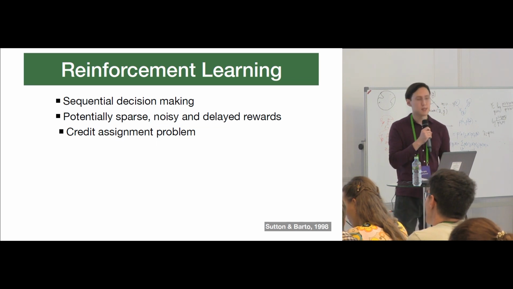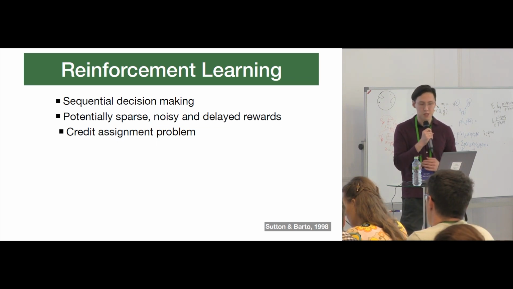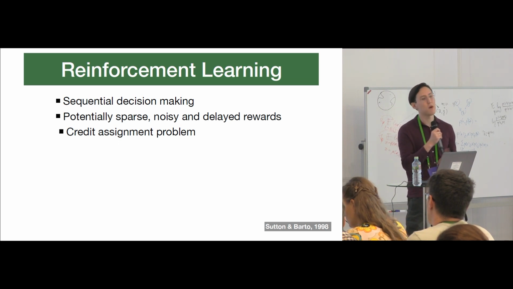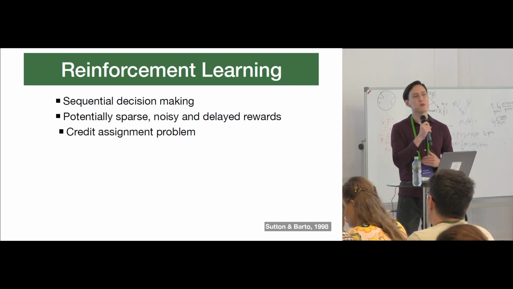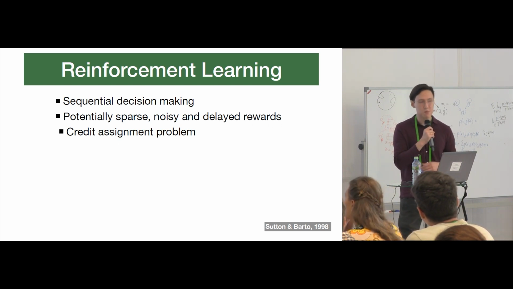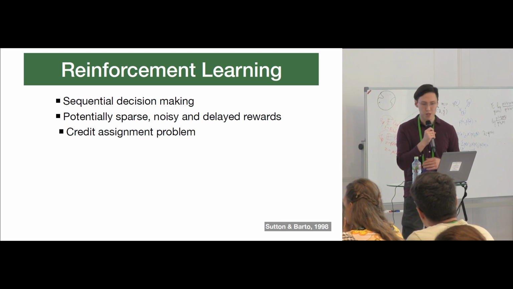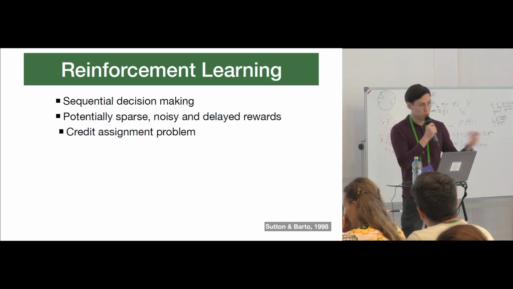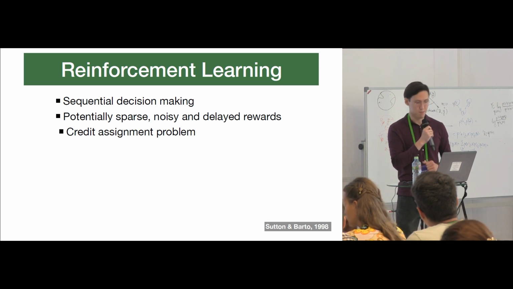So those rewards that you want to maximize can also be very inconvenient. They can behave quite badly. So first, they can be sparse. So you can, for example, receive a reward only in the end of the episode. They can be noisy, and they can be very much delayed. So a good example is you coming to this lecture, for example.